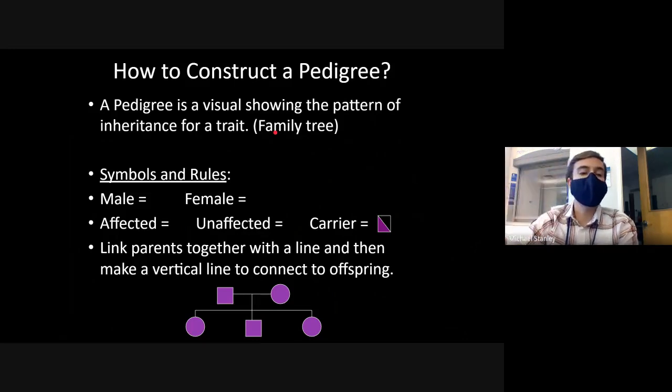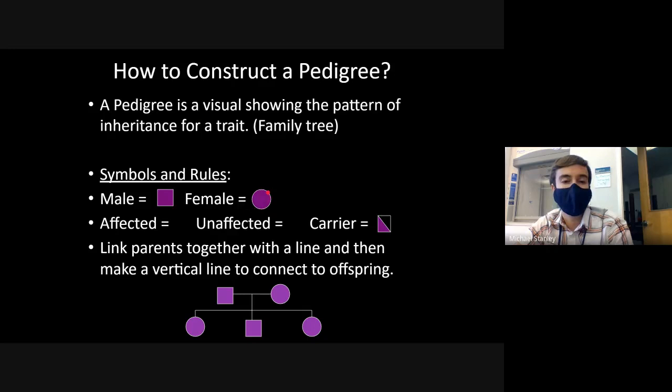So there are usually basic rules that go into making a pedigree. So again, it's this visual showing the inheritance pattern of a specific trait. And in general, on a pedigree, males are represented by a square. Females are represented by a circle. And then you can have one of three situations in terms of the specific trait that we're looking at. Because again, a pedigree isn't just a family tree. It doesn't just show who all is related in this family. It specifically shows how a specific trait is passed down from one generation to the other.